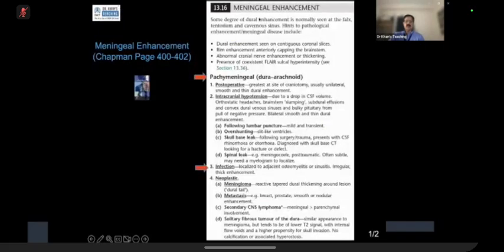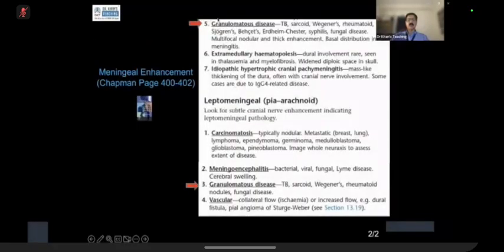I've shown you this differential diagnosis so many times. It's so important for the exam: meningeal enhancement. Pachymeninges, which is dura and arachnoid: carcinomatosis, infection, sarcoidosis. Always remember sarcoidosis. Granulomatous disease, TB, sarcoid, Wegener's, etc. Even last time I showed you a case from this. And then leptomeninges: again, granulomatous disease like TB, sarcoid, Wegener's, etc.